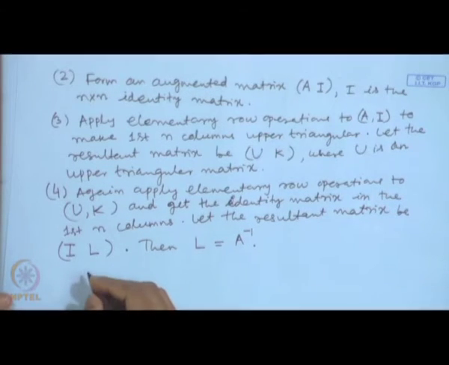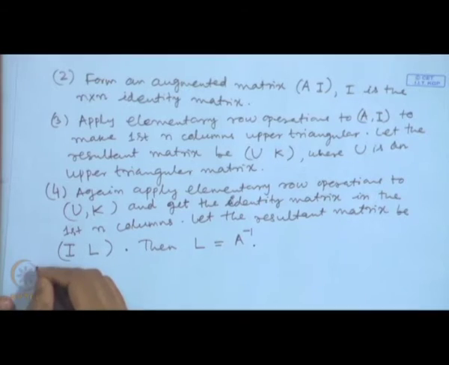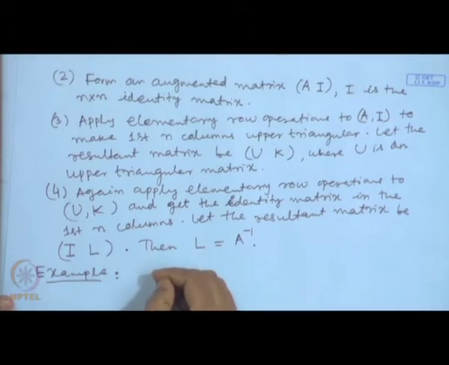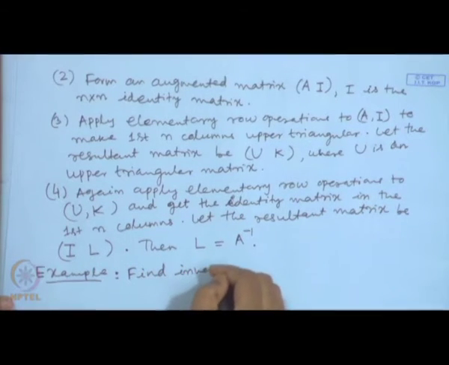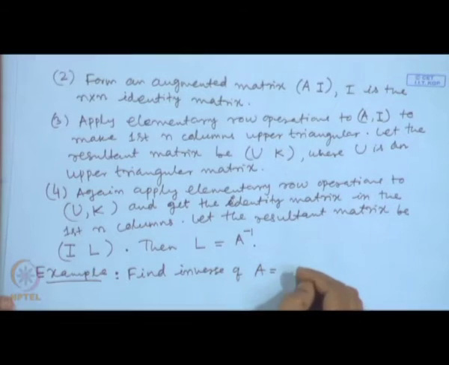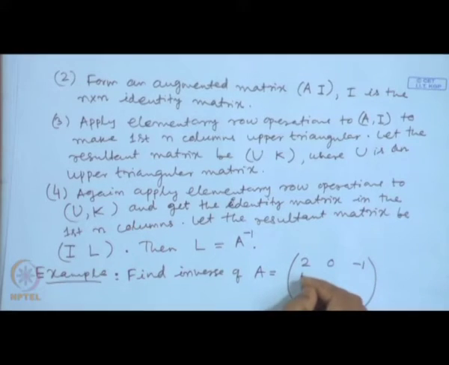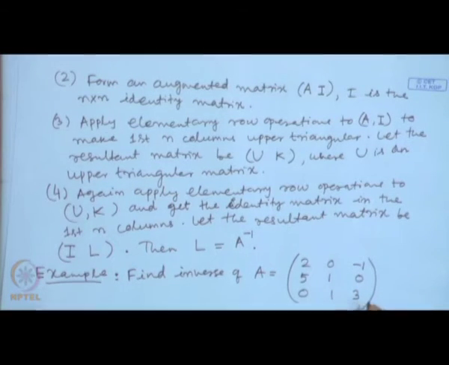Let us take one example and check these steps in this process. So, let us consider one example where we find the inverse of a matrix by applying this Gauss-Jordan elimination method. Find the inverse of this matrix A, which is given by 2 0 minus 1, 5 1 0, 0 1 3.